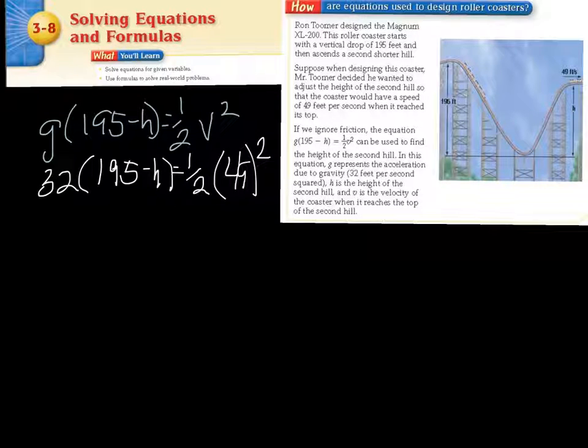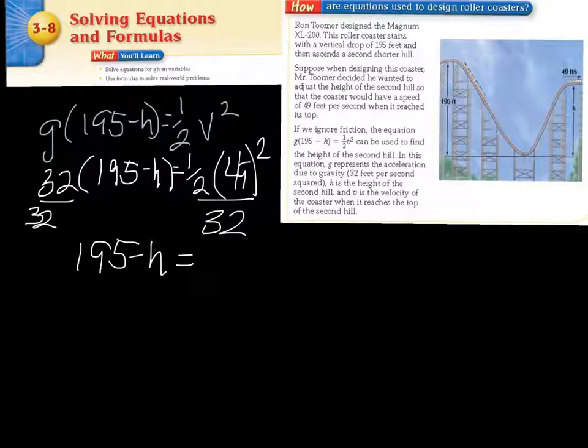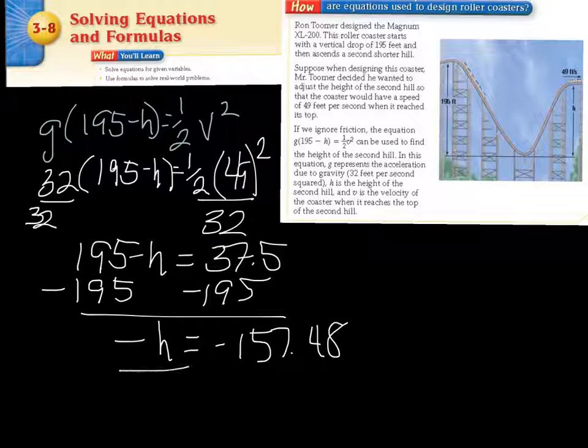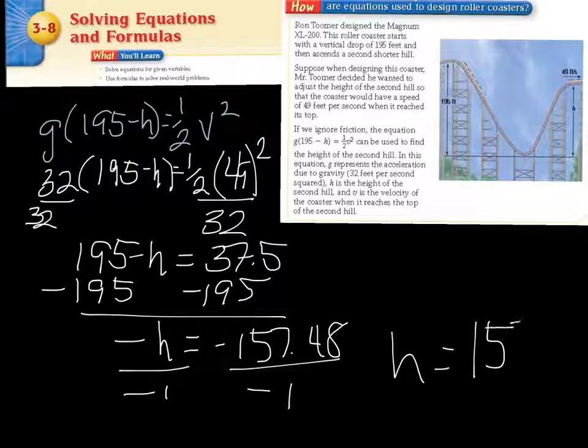I'm not going to distribute the 32. I think I'm just going to divide both sides by 32. Then I'll have 195 minus h equals, use the calculator. If we subtract 195 from both sides, we get negative h equals negative 157.48. And divide both sides by negative 1. h would be 157.48 feet.